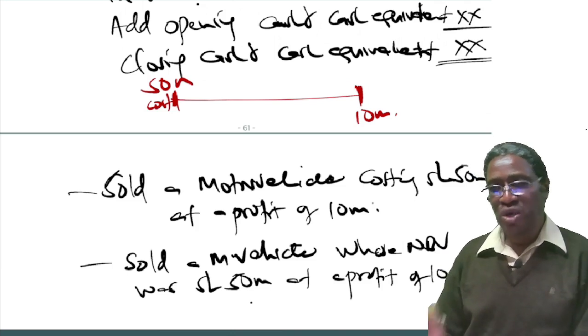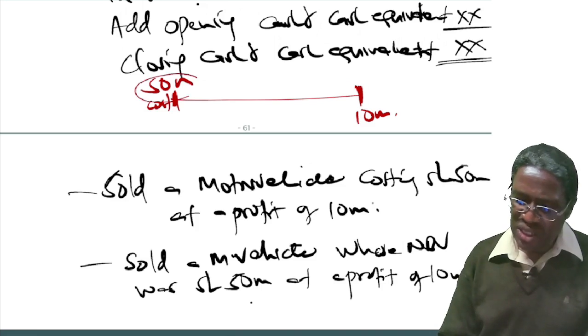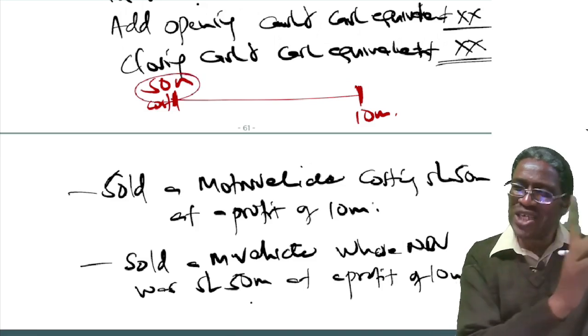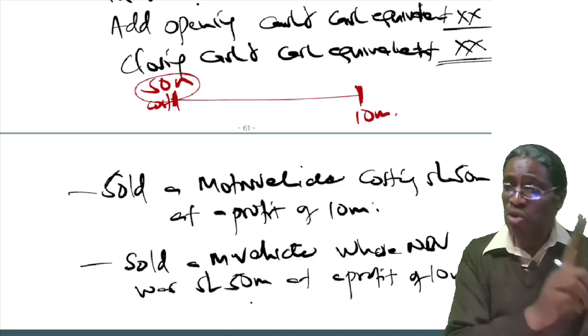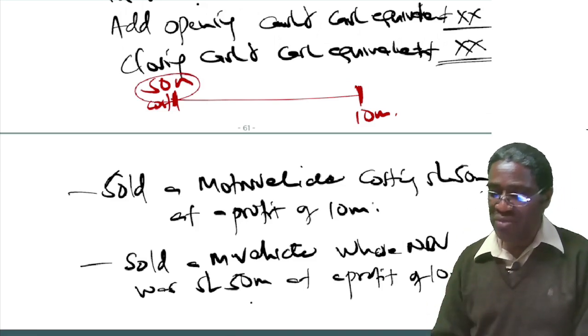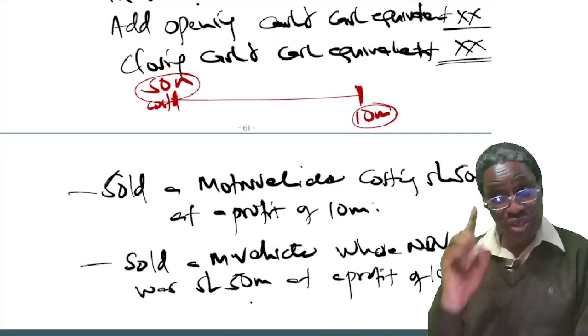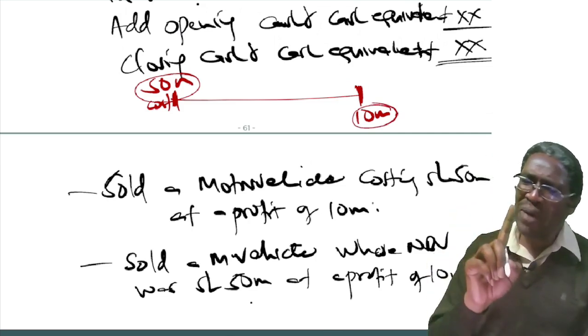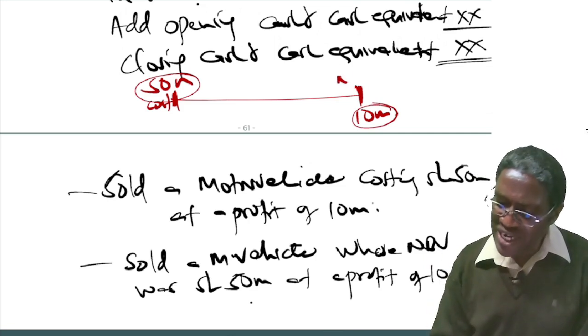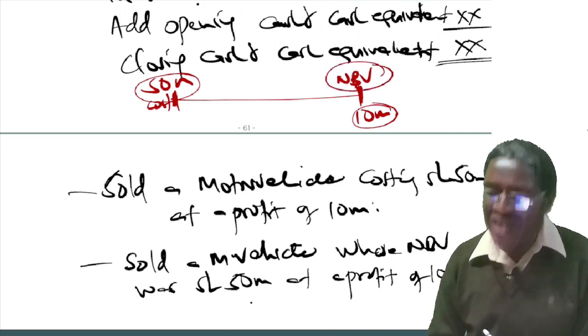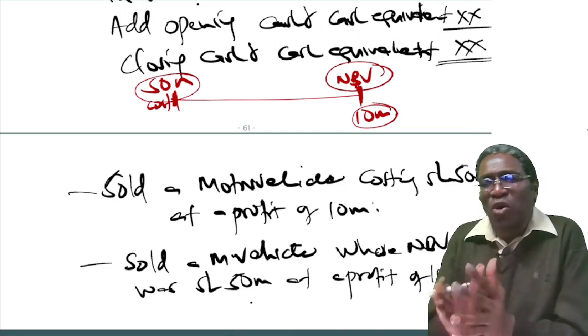You are not able to tell how much you sold it for. Why? Because this 50 is the cost, how much it cost you 5 years ago, 2 years ago, and so on. You are selling it today and making a profit of 10 million today. So for you to know how much you sold it for, you needed to know what was the net book value of that asset as at the date of disposal.